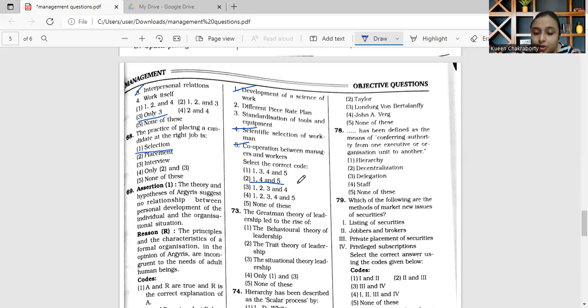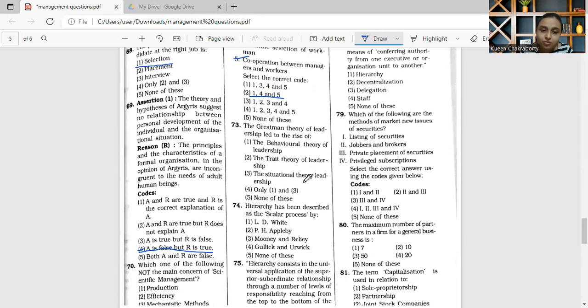Next, coming to cooperation between management and workers, the word that Taylor used was harmony, not discord. So Taylor believed in cooperation and not in individualism. It was only through cooperation, he believed, that the goals of the enterprise can be achieved efficiently. There should be no conflict between the managers and the workers. Accordingly, we have option number 2 as the correct answer, which is 1, 4, and 5.